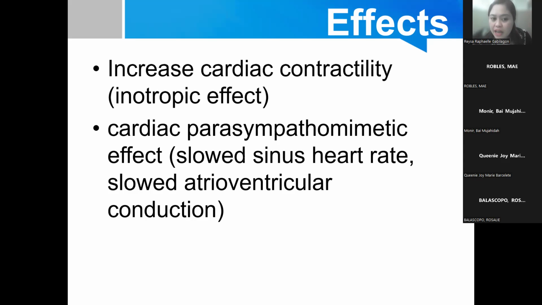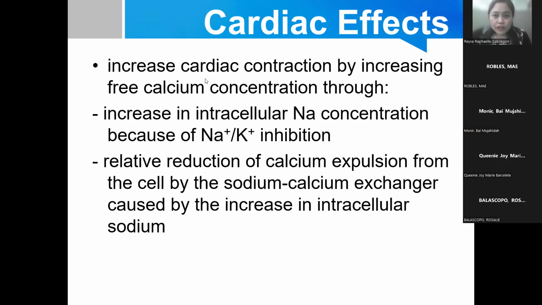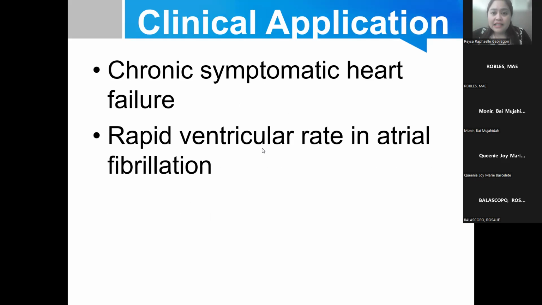So there is again slowed sinus heart rate and slowed atrioventricular conduction. Our heart beats through electricity, so our heart conducts electricity. That will slow down, and when it slows down, the heart rate will also slow down. We lower that with digoxin. What we only increase is the contractility. Again, that is due to the inhibition of the sodium-potassium pump or sodium-potassium ATPase, leading to the increase in the calcium inside the cell.